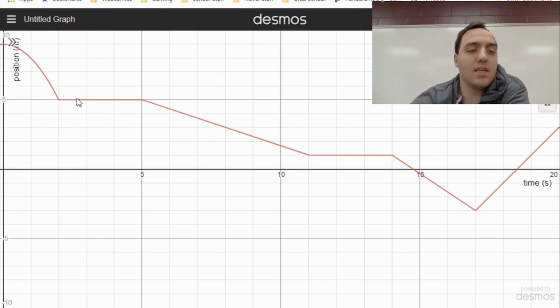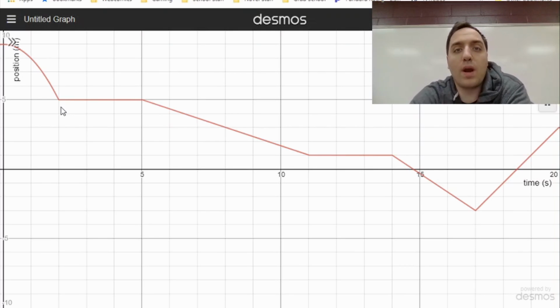So we see here these flat sections. These are where we have constant velocities. On the other hand, this curved section here, anytime you see a curve, it lets you know you have changing velocity. So we have constant velocity, changing velocity.